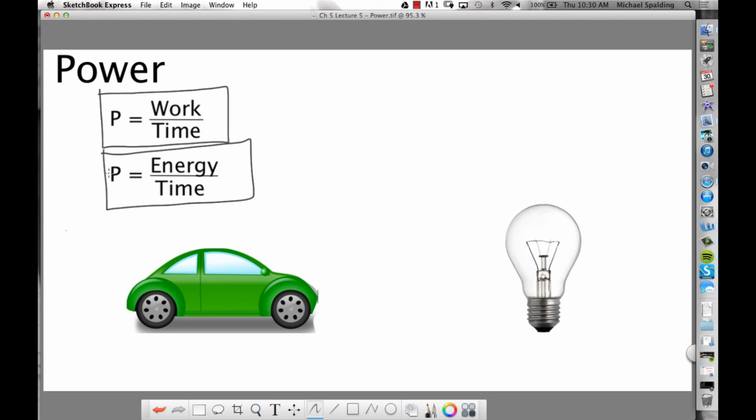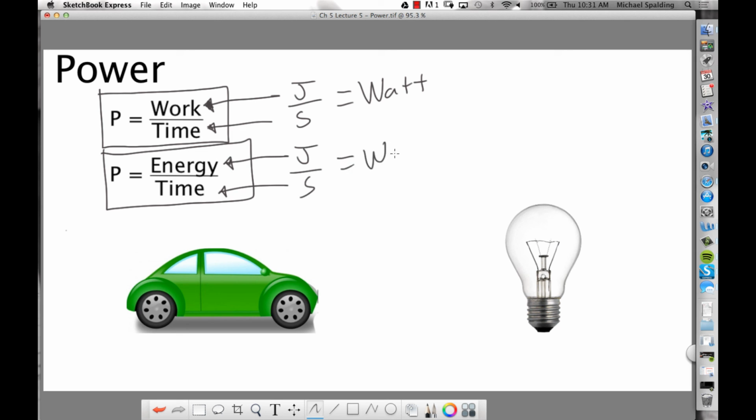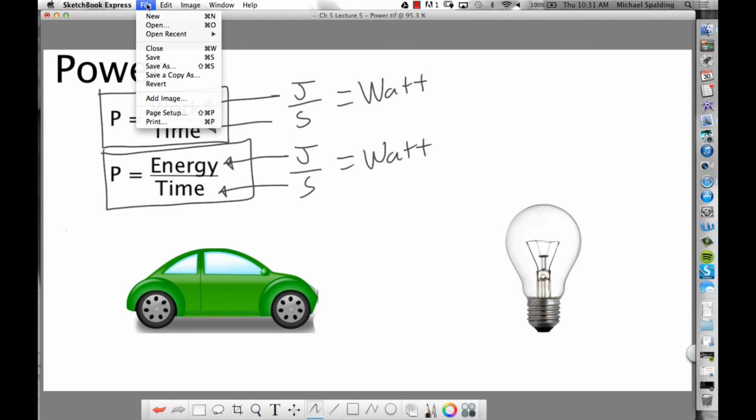But look, either way, you're going to get the same unit. Because what do we measure work in? Work is measured in joules. Time is measured in seconds. A joule per second, anybody know what that is? That's a watt. A joule per second is what we call a watt. Now, what if you're looking at power this way? Well, you're going to get the same thing, because what's energy measured in? Joules. And what's time measured in? Seconds. So you get the exact same thing. It just depends upon how the problem's written. Work and energy are very closely related.